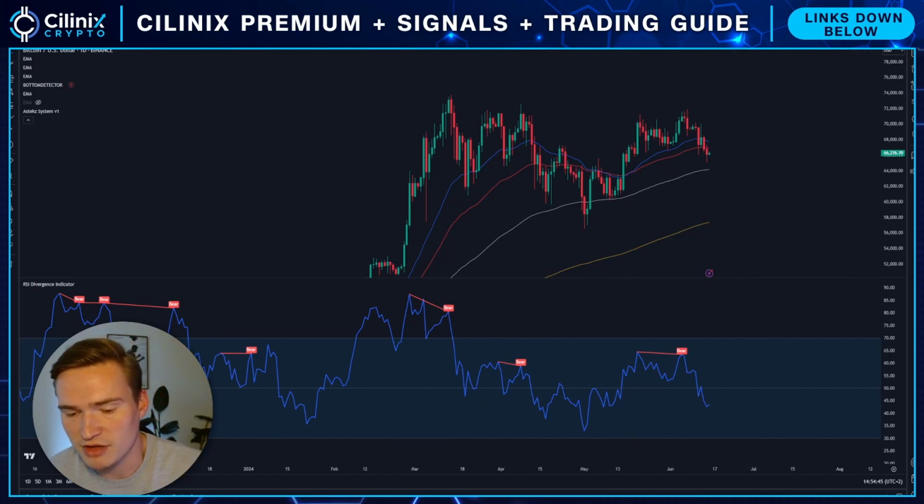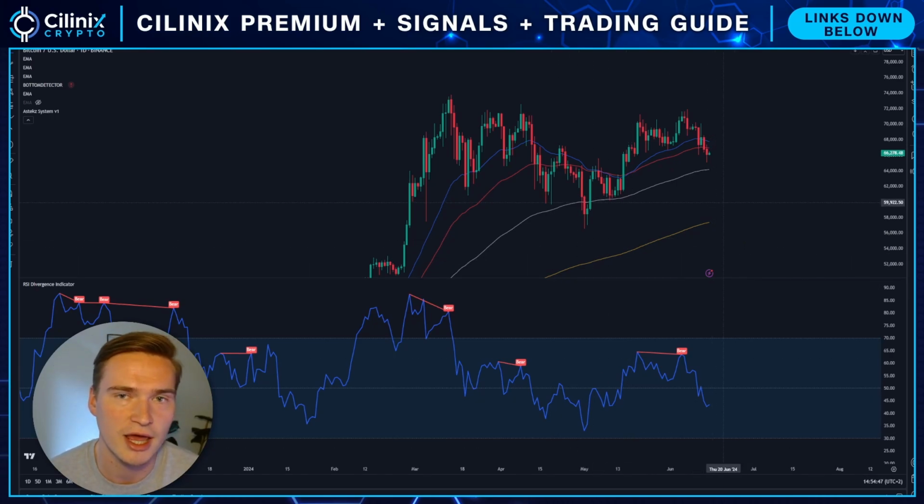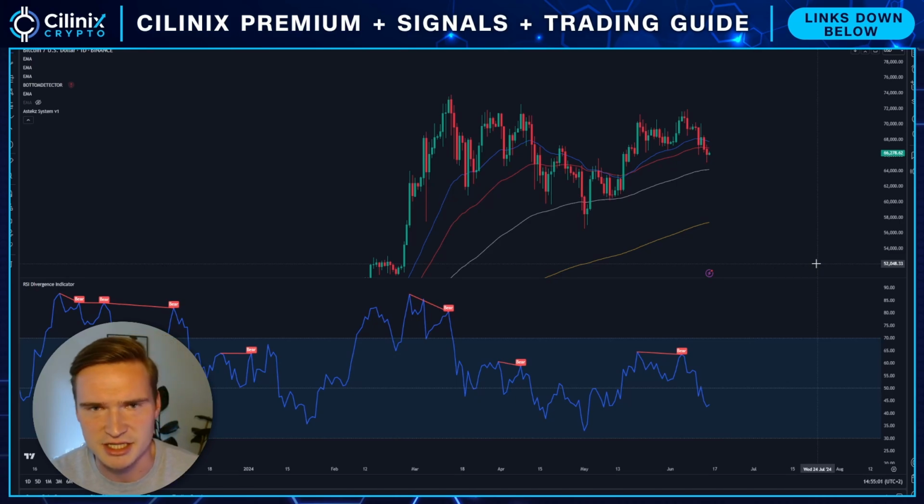So for example, if we get a bullish divergence and we just hit a significant support level, or we just hit the 200 EMA, or we just hit a significant trend line, then it is more likely that that bullish divergence actually works.